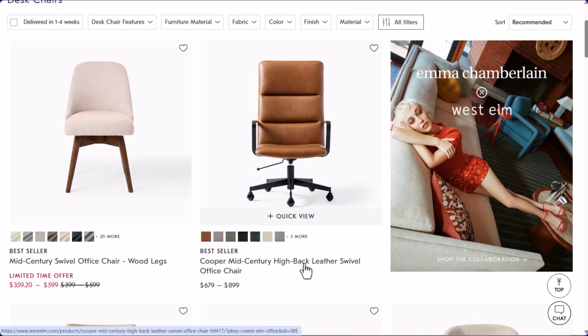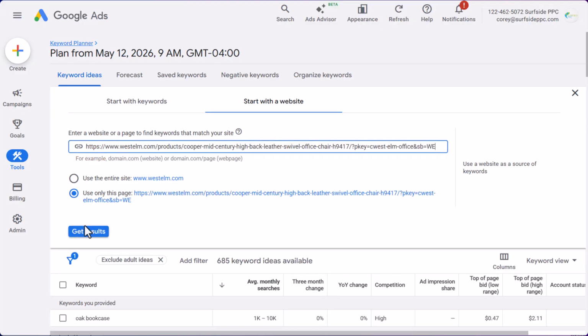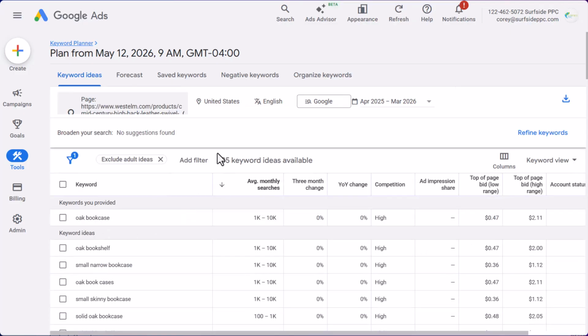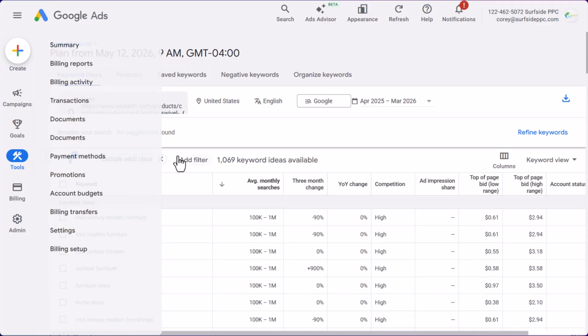leather swivel office chair, then you could basically see what some of the keywords are you can target with this. Mid-century leather office chair, swivel leather office chair, high back leather office chair. By taking this link address, you could actually say, okay, let's start with a website, use only this page, our leather office chair, and now we have way too many keyword ideas.